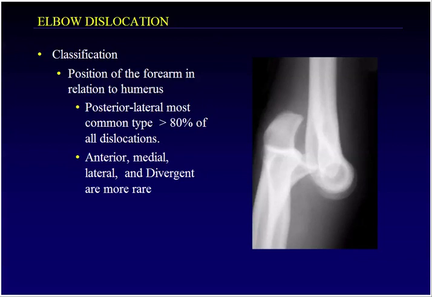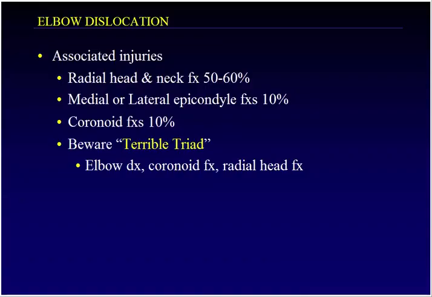Now, moving on to elbow dislocations, you define them by the position of the forearm relative to the humerus. So this would, of course, be a posterior dislocation. The posterolateral is the most common type and represents greater than 80% of all elbow dislocations. The other types are less common. Associated injuries with elbow dislocations are actually the rule rather than the exception.